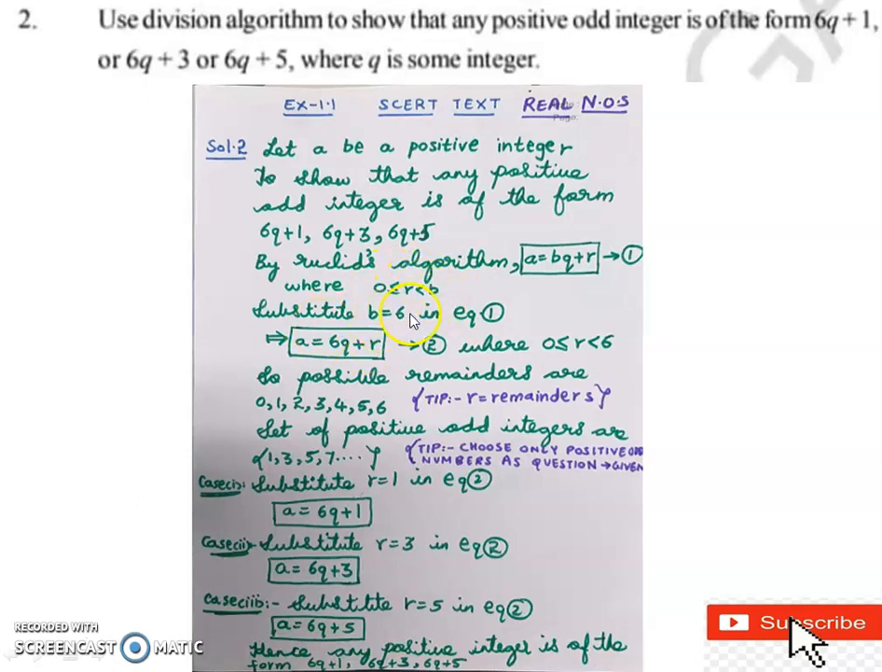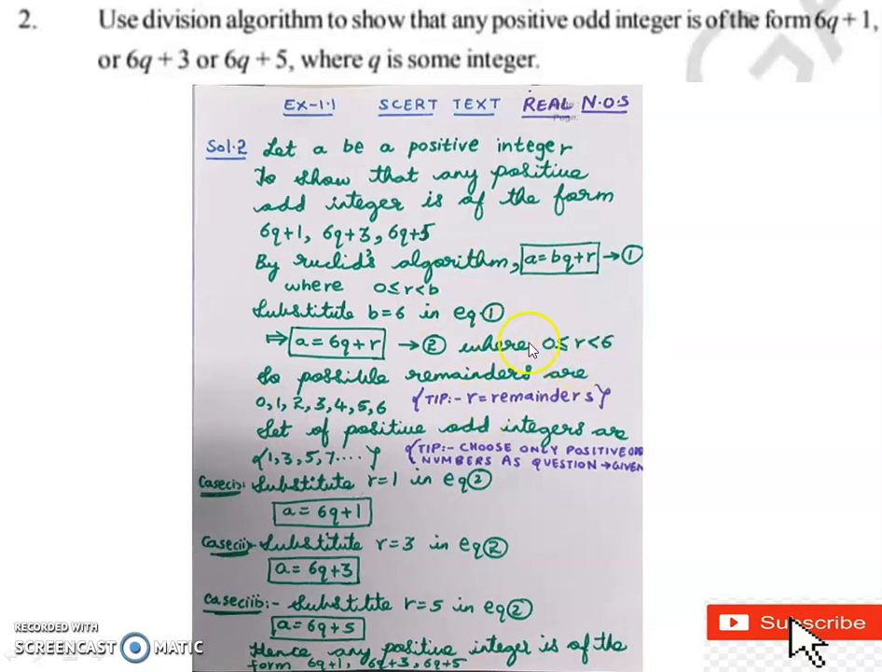Now I'll substitute the value of b equal to 6 in my first equation, as my form is 6q plus 1, 6q plus 3, 6q plus 5. In all the equations 6 is there. So in place of b, I'm substituting 6. So a is equal to 6q plus r. This is my second equation. Now, since I have the condition 0 less than or equal to r less than b, here b I have substituted as 6. So my condition is 0 less than or equal to r less than 6.